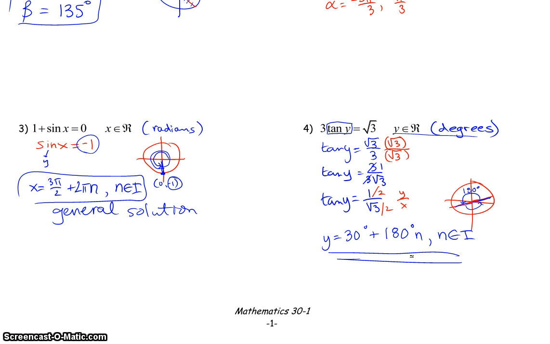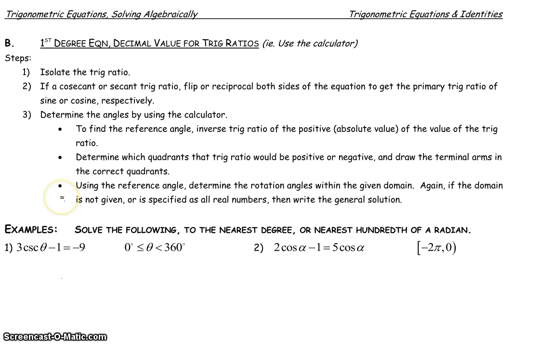Okay, cool. Let's take a look at the next page. So we have a second part to this lesson, and we will actually have a part 2, I believe, with another video. It should be a short one, but what we're going to look at now is first degree equations again, so exponent of 1 on our trig function, but now decimal values for the trig ratios. In other words, we're going to have to use a calculator instead of the unit circle.